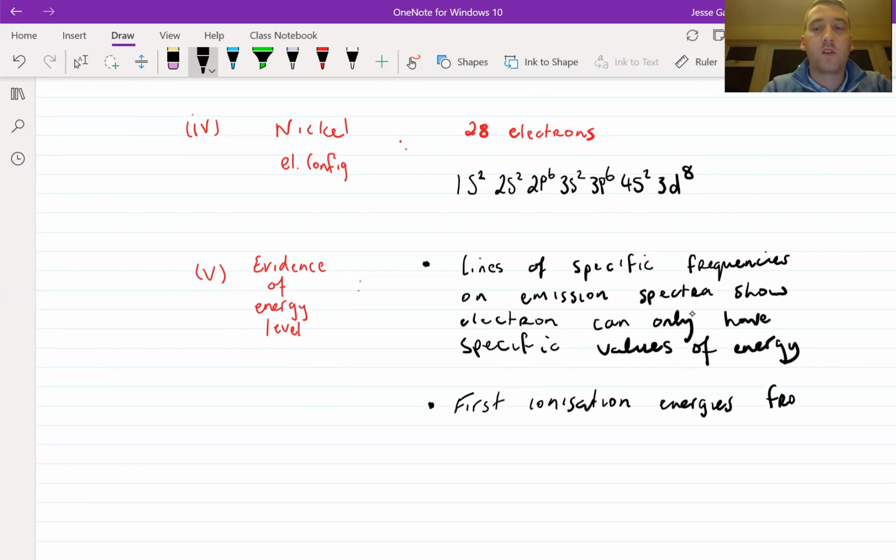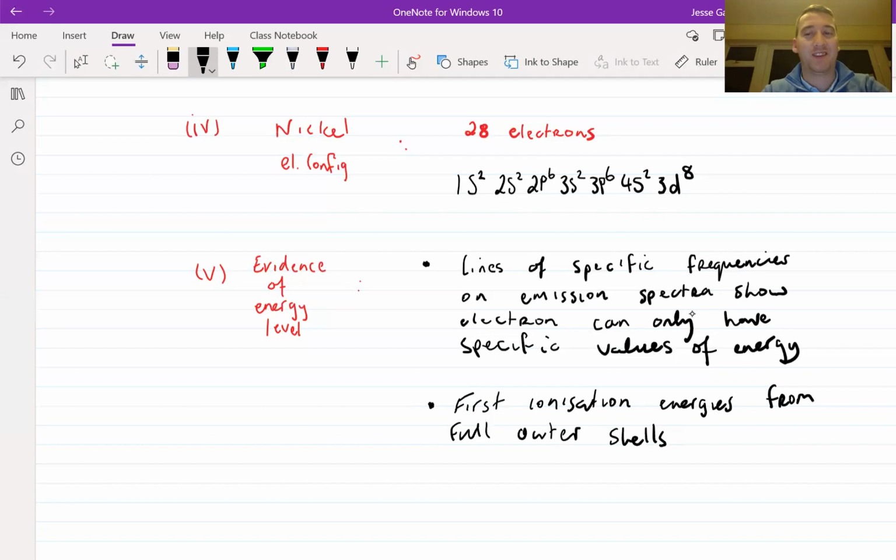First ionization energies from full outer shells. What am I referring to here? Well, we've seen that when we try to remove an electron from a noble gas that has a full outer shell, the first ionization energy to remove that electron is very, very high. And again, this is showing us that the electrons, once they fill up something, this is a very stable configuration. What is it that they're filling up?